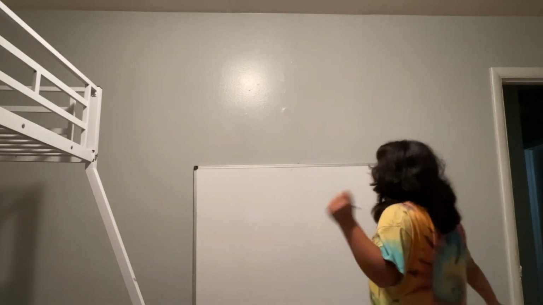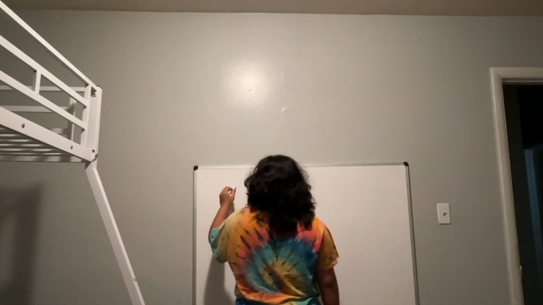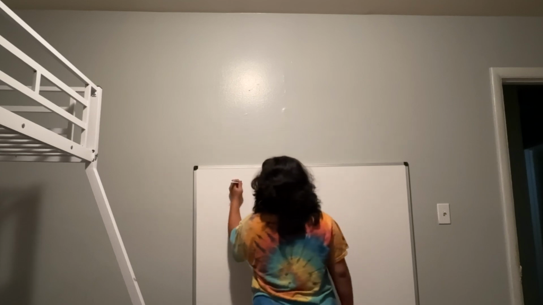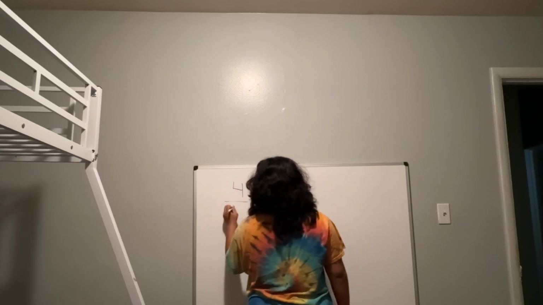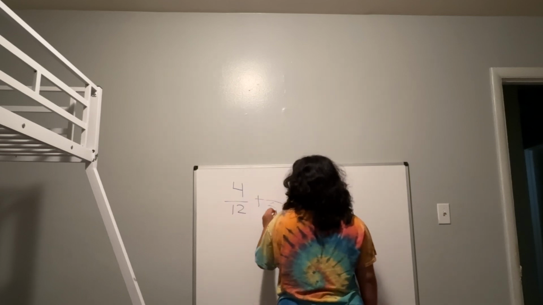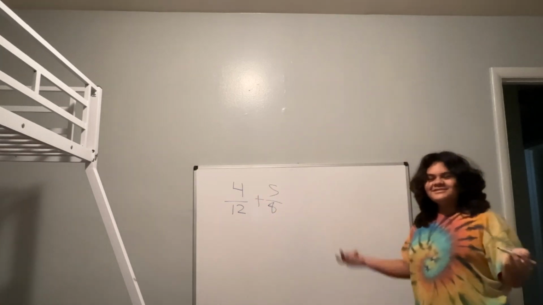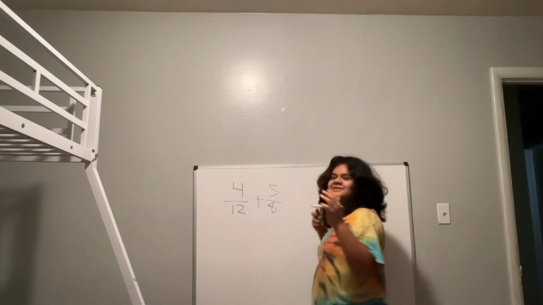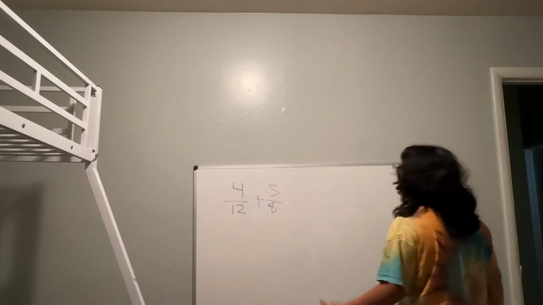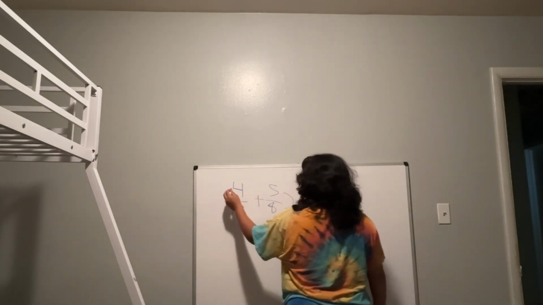All right. So, say for example, 4 over 12 plus 5 over 8. This is simple, all right? So there are a lot of ways you could do this. One way that I use is to multiply these.